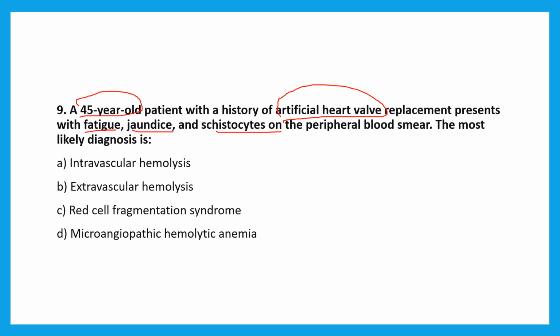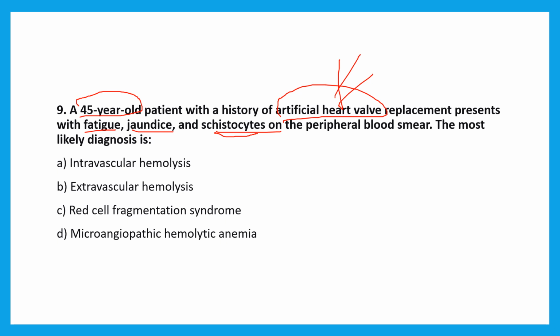We have a 45-year-old patient with an artificial heart valve. The artificial heart valve is a classic cause of mechanical hemolysis. I think we did discuss this in other tutorials. The presence of schistocytes, which are RBC fragments on the smear, defines this scenario as a red cell fragmentation syndrome, which is of the macroangiopathic type.